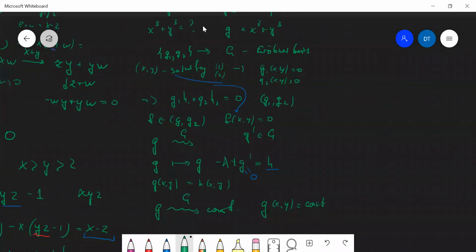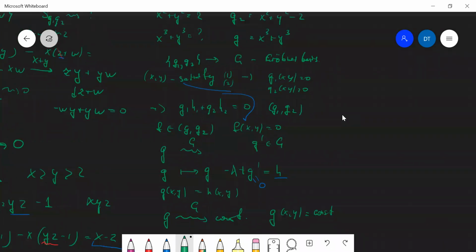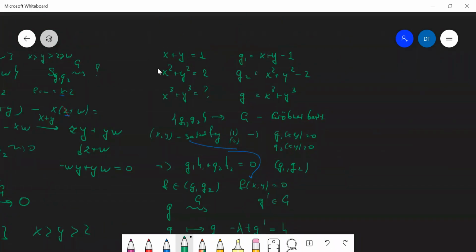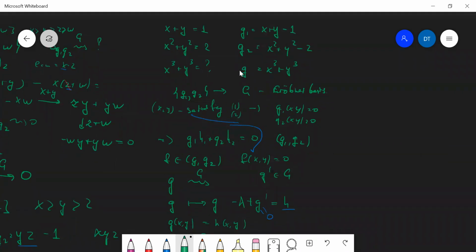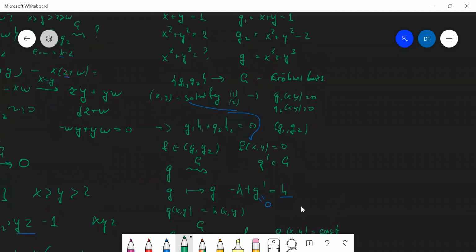So let me summarize the whole method. We start with these equations, we move everything to the left and define our polynomials. Then we compute the Gröbner basis for this set of polynomials. We first have to choose an order, and once we fix an order, we compute a Gröbner basis, and then we reduce g by this Gröbner basis. At the end, we will get a constant, and this constant will be the value of this expression. Are there any questions regarding the method?